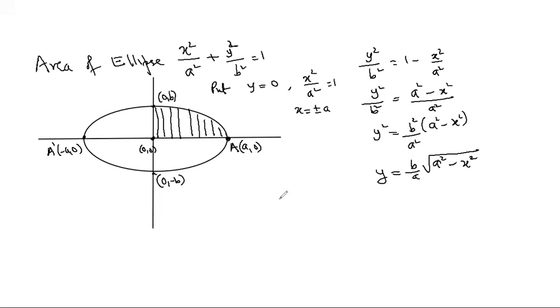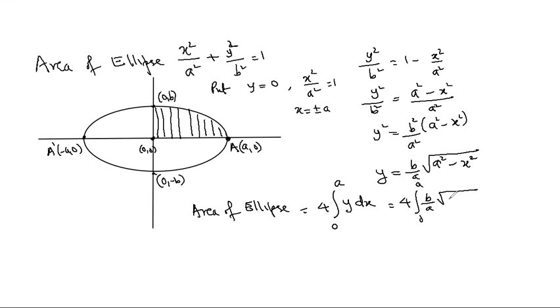What is the integral's limit? So I can say area of ellipse is equal to 4 times the area of the first quadrant part. So you have to find the limit. What will be the limit? Lower limit means least value of x coordinate in this curve, which is 0. Upper limit means highest value of x, which is a. Integral of y dx. Okay, I'll write the formula first. That is 4 times integral from 0 to a of b by a root of a square minus x square dx.